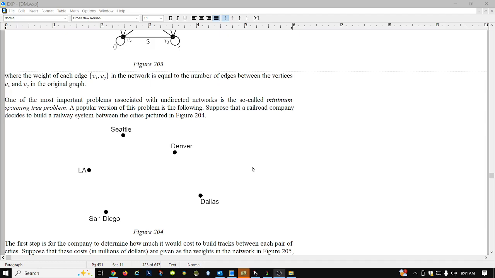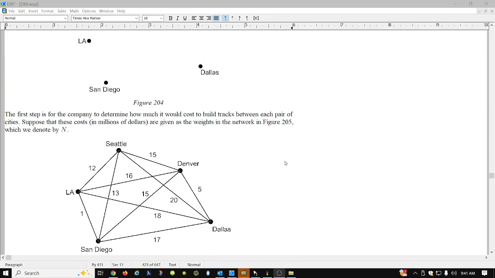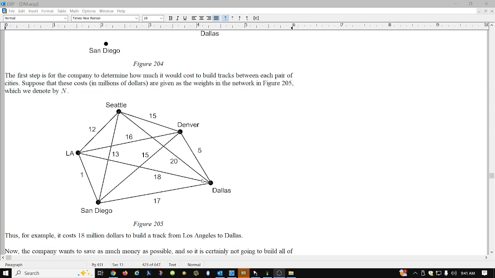The first step is for the company to determine how much it would cost to build, in the case of railroads, tracks between each pair of cities. And suppose that the costs in millions of dollars are given as the weights of the edges in this undirected network. So, for example, it costs $18 million to build railroad tracks from LA to Dallas.